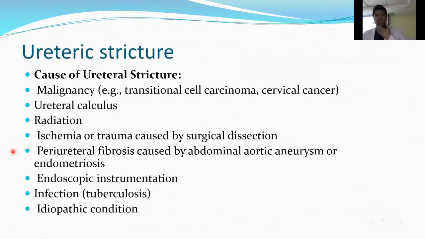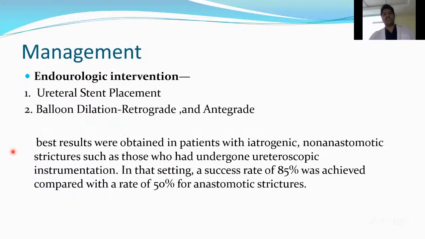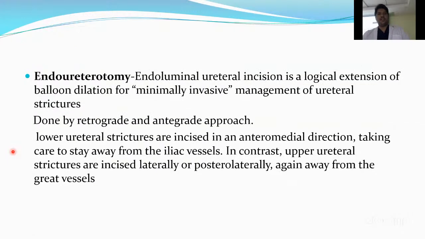Ureteric stricture. Causes of ureteric stricture are malignancy, ureteral calculus, radiation, ischemia or trauma caused by surgical resection, periureteral fibrosis, endoscopic instrumentation, infection like tuberculosis, or idiopathic conditions. Management with endourological intervention such as stent placement or balloon dilatation gives the best results in non-anastomotic strictures. Endoureterotomy.